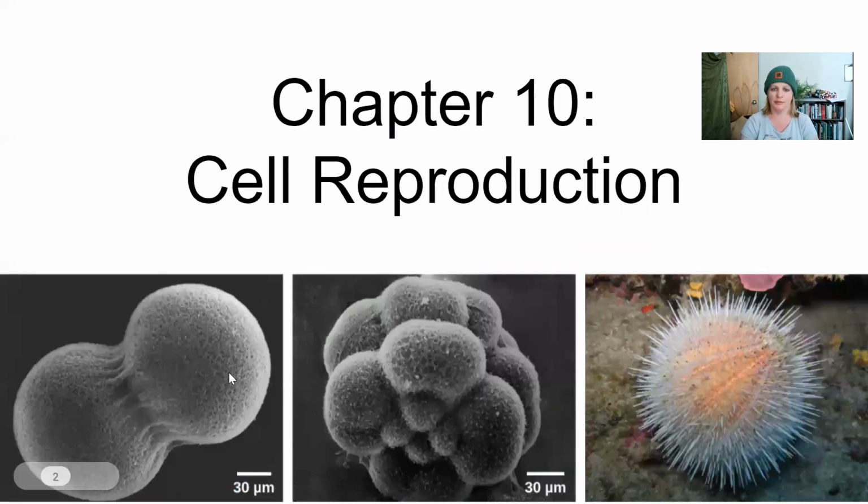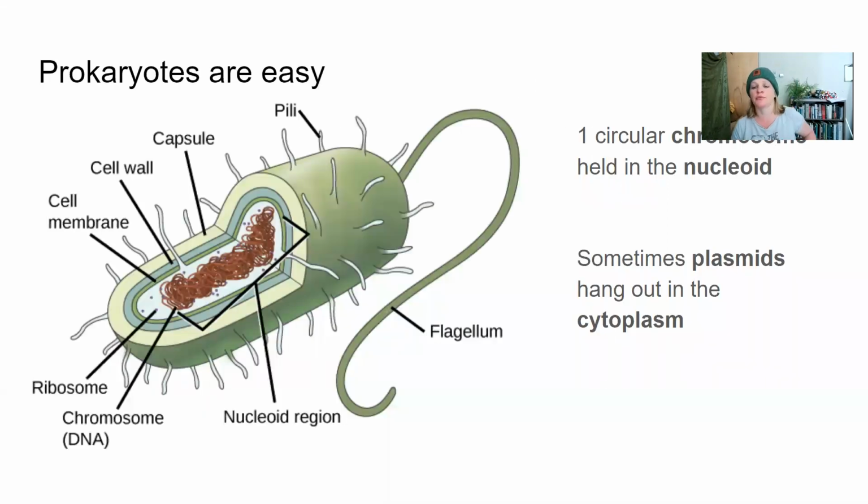Okay, so we are ready to start talking about cell reproduction. And today we're going to focus on asexual reproduction. So cloning, mitosis. Just like we started out as a single cell zygote, and we had to make copies and copies and copies of ourselves to get into our multicellular form. So we're going to talk about that process. It's called mitosis. But first of all, let's talk about prokaryotes.